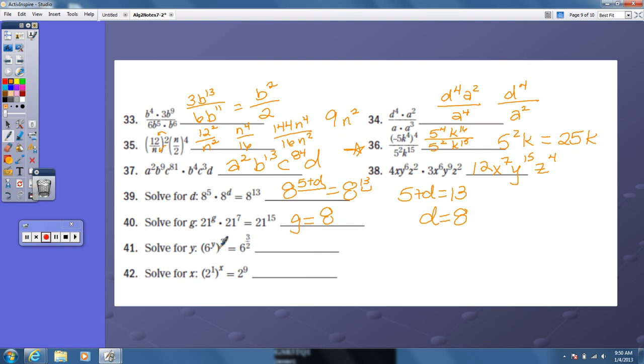Here I have power to a power, so I have 3y equals 3 halves. Divide both sides by 3. y has to equal 1 half. Here I have power to a power, and I have x has to equal 9.